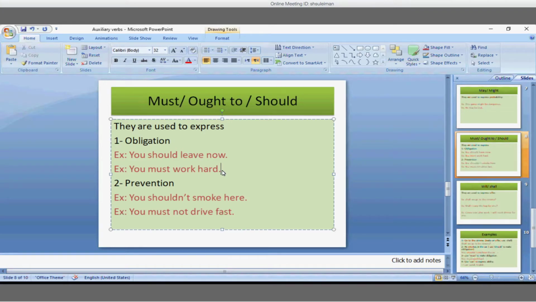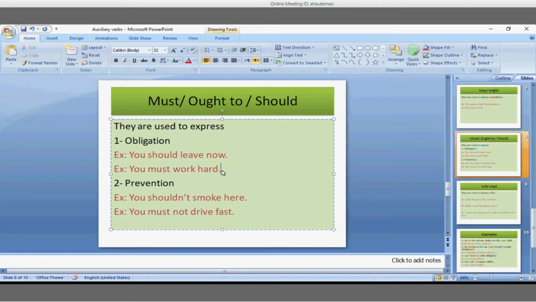The second purpose for which we use must, ought to, and should is prevention. Prevention means preventing someone from doing something because that thing is dangerous, is not appropriate, is not good, is not beneficial, it's a waste of time or anything for any reason. You want to prevent someone from doing that thing, you can use must, should, and ought to. And in most of the sentences used in such context, we use not. We add not to the auxiliary verbs in order to compose sentences which include prevention.